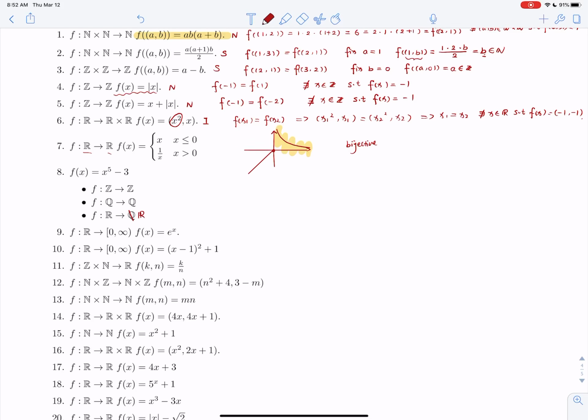Two students came to me yesterday during my office hour and told me, oh, this is not well defined. That's great. You noticed that it's not well defined. But originally I meant real to real.